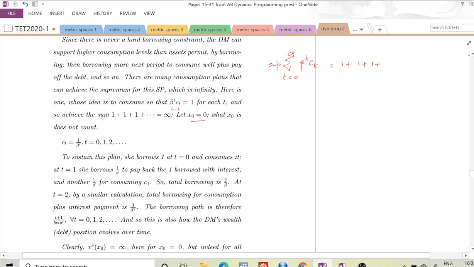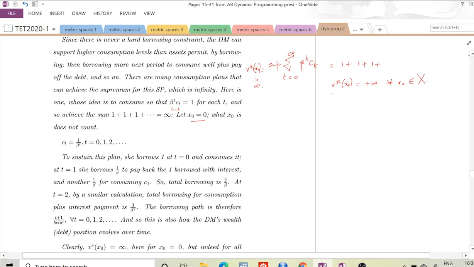I had set the starting wealth equal to 0. It doesn't matter if it's positive or negative. I can always do that by borrowing. So that means that V star, irrespective of what x naught is, is infinity. So my value function V star of x is equal to plus infinity for all x naught that are possible starting values, right? So that's my value function.